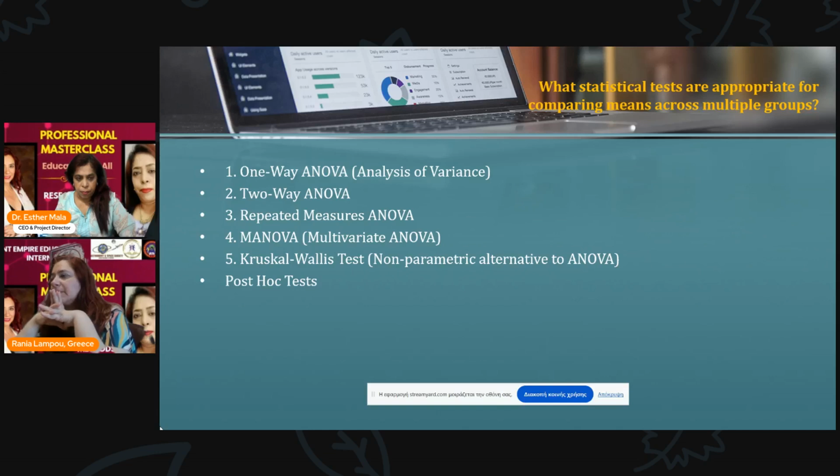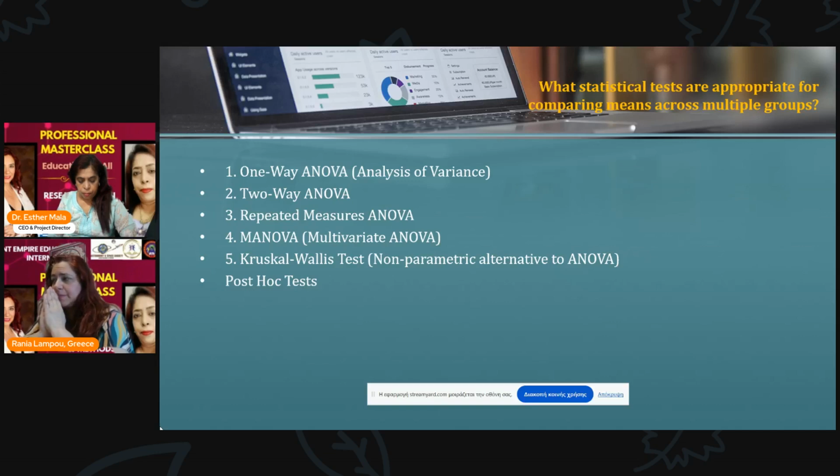We use it when the same participants are measured under different conditions, a within-subjects design. For example, measuring blood pressure in the same group before, during, and after treatment. Then we want to use repeated measures ANOVA. When do we use multivariate ANOVA? When we have multiple dependent variables and we want to compare across groups. For example, if we want to compare math and reading scores across different schools.